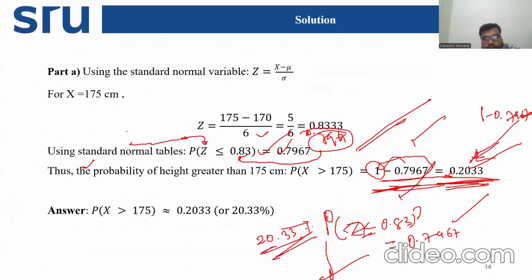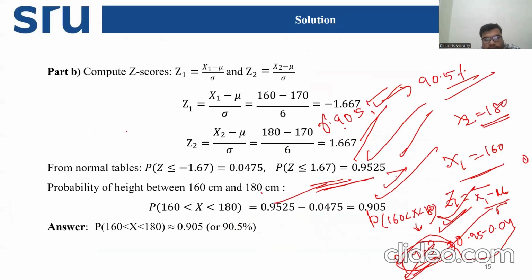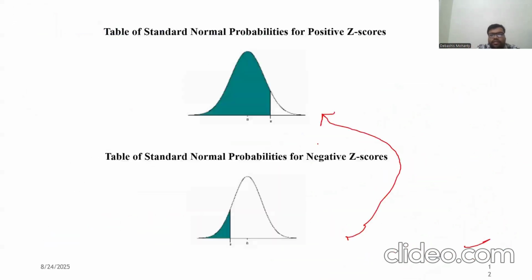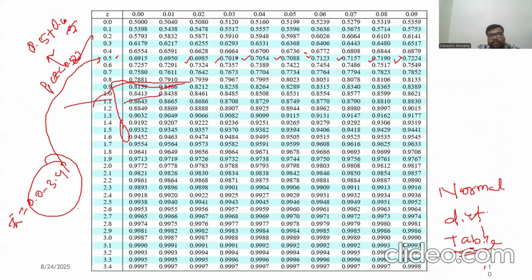Okay, students. So again, look at this probability of z less than or equal to minus 1.67. That value we are getting is 0.0475. Again, for positive 1.67, we are getting 0.9525. So this is the way we are using this z score, using this tabular value. So we are basically focusing on this table value.